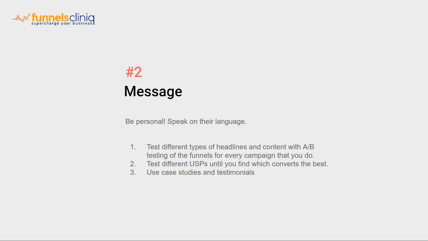And that's why it is so important to test different headlines. That's why A/B testing and funnels are so powerful, for that exact reason. Because you can do A/B testing, you can test different things, you can try different images, videos, even layouts, to see which one converts the most. And then test different USPs, different unique selling points that you might be portraying inside your funnels, to find the best USP, the best overall thing that you're trying to sell them, to see which they respond to best.